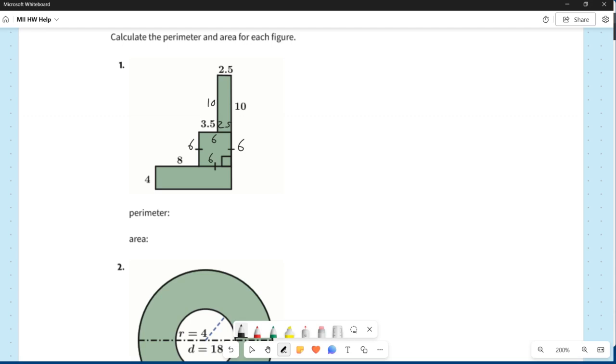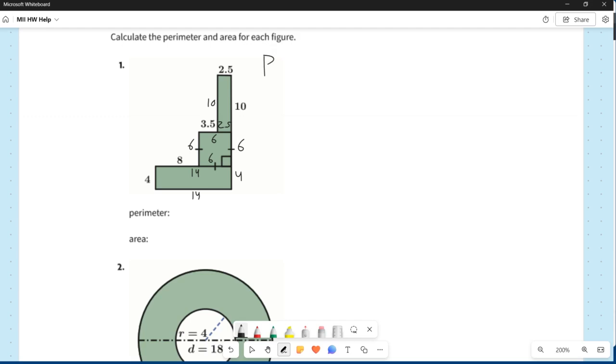And now looking at the bottom rectangle, if the height is 4 on the left, it means that the height on the right is also 4. And then the top is 8 plus 6, which is 14. So that means that the bottom is also 14. So now I've labeled any and all side lengths that I possibly can. And now I want to find the perimeter.